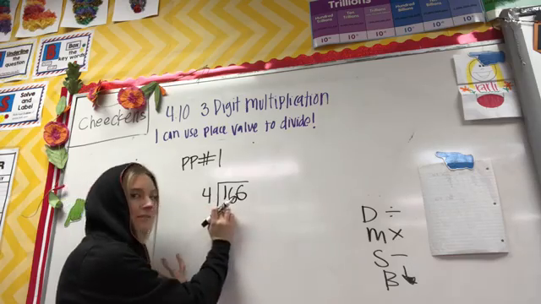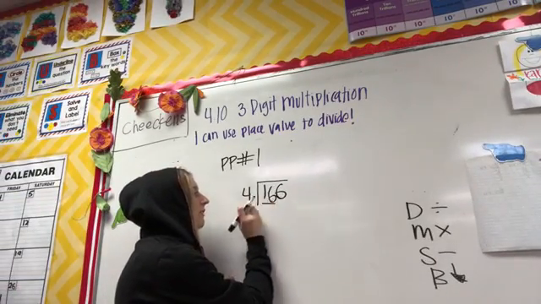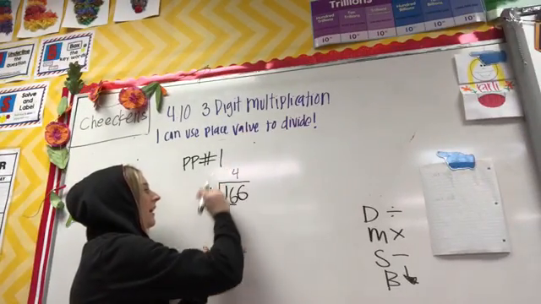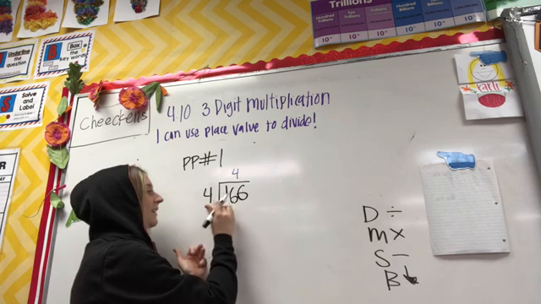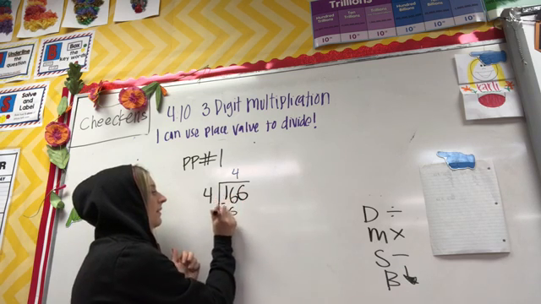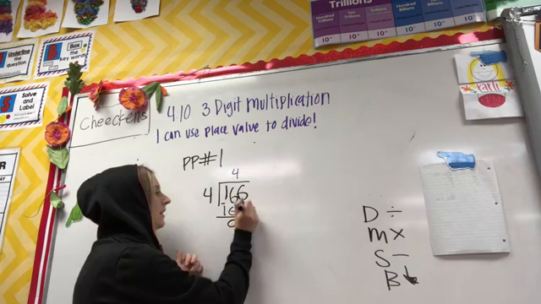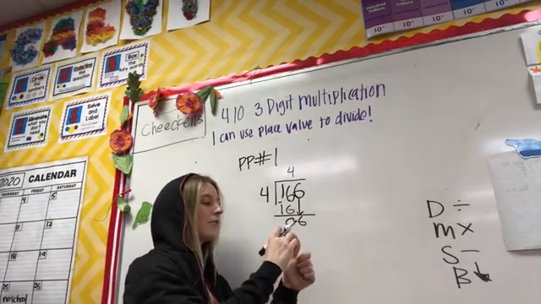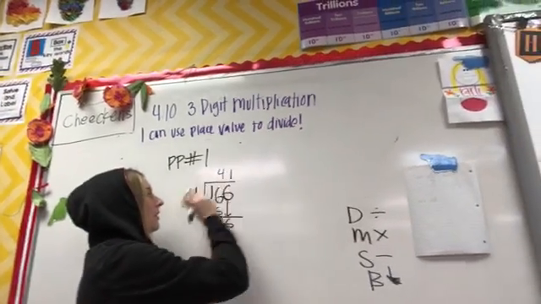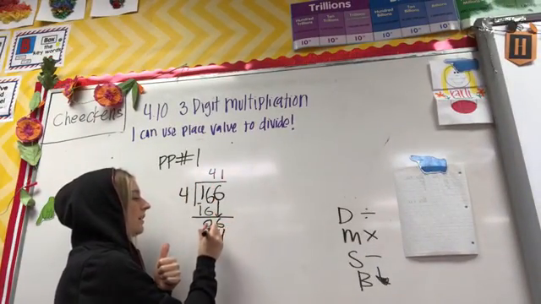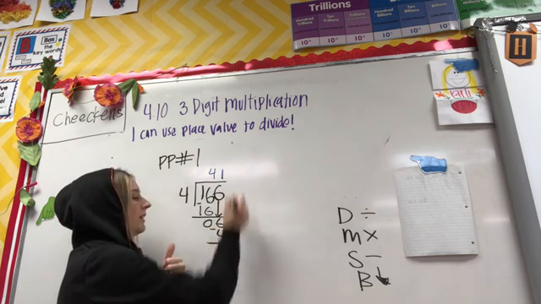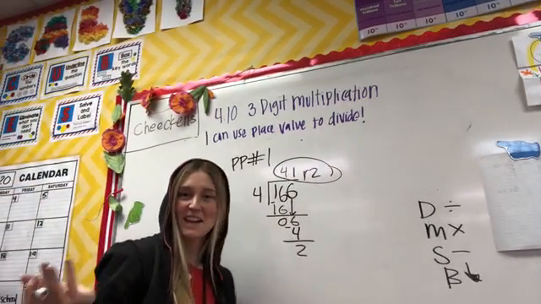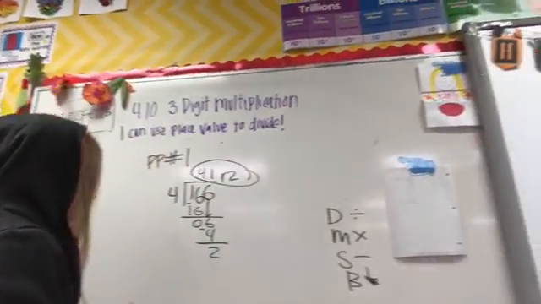All right, 4 goes into 1. Well, it can't, so we go to the next number. 4 goes into 16. 4, 8, 12, 16, 4 times. And we know 4 times 4 is 16. Then we subtract. 16 minus 16 is 0. And then we bring down 6. All right? 4 goes into 6 how many times? 4, 8, oh, too many. So just once. 4 times 1 is 4. Then we subtract. 6 minus 4 is 2. Nothing to bring down, so we have a remainder 2. 41, remainder 2. As simple as that. All right, hopefully you got it right.